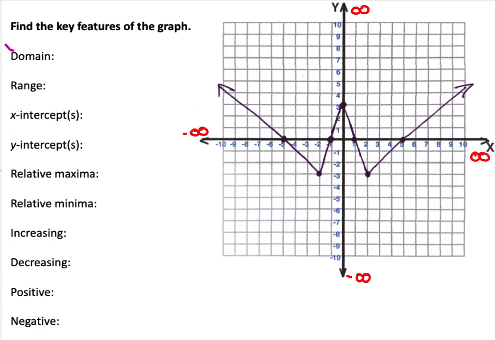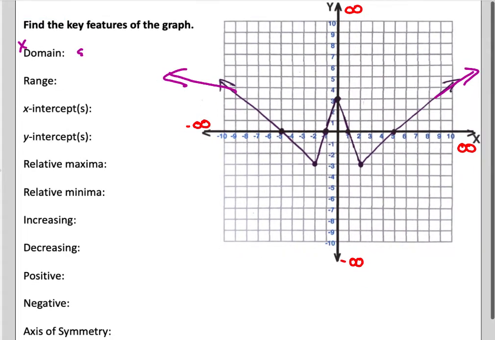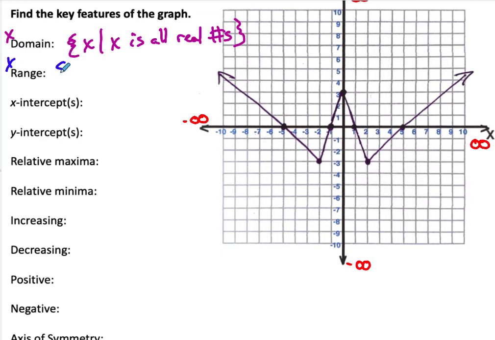My domain is my x's. Well, you'll notice my x's are going to keep going out this way and out this way forever. So I'm going to have x such that x is all real numbers. There are no x's I'm not going to use because it's going to keep going in both directions as far as I can. Okay? My range is my y values.